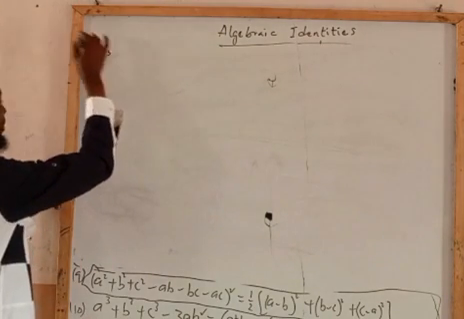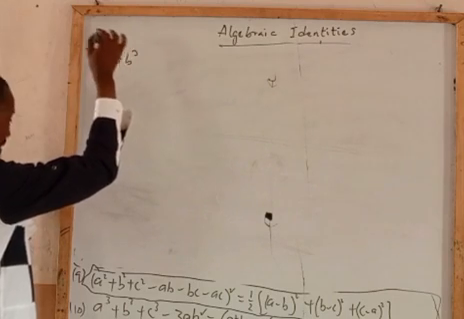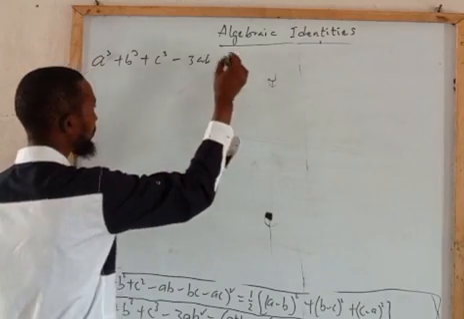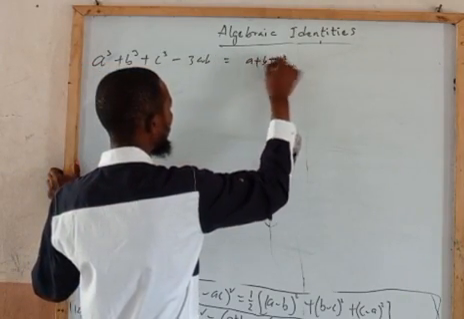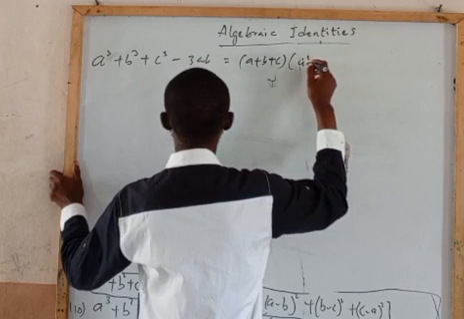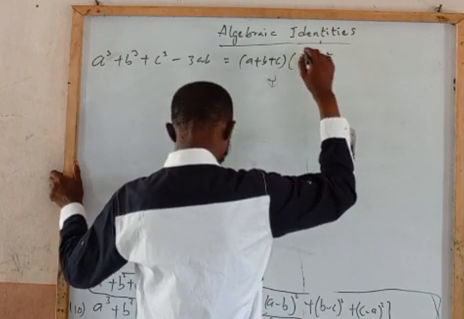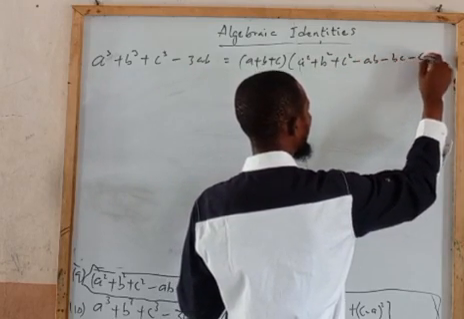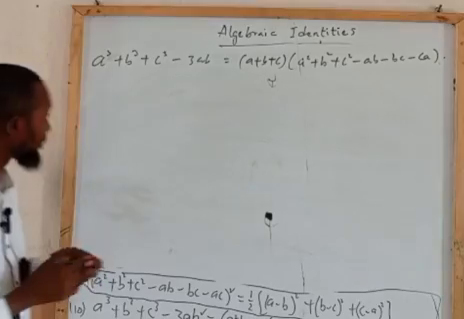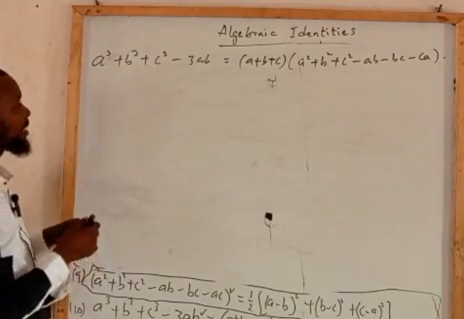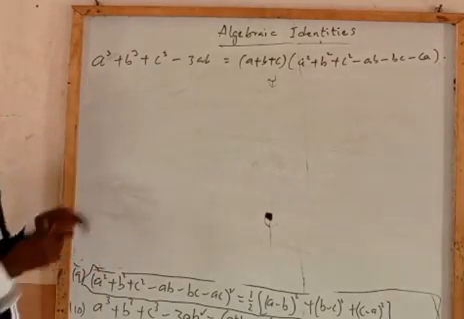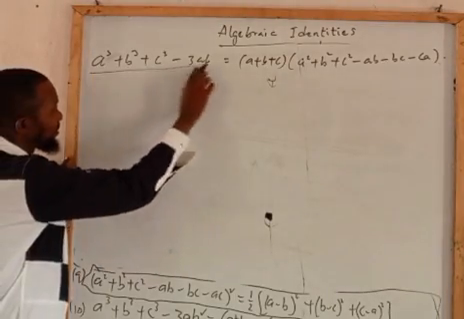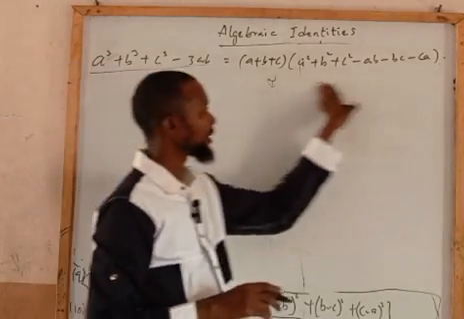There we have a raised to power 3 plus b raised to power 3 plus c raised to power 3 minus 3abc is equal to a plus b plus c into a squared plus b squared plus c squared minus ab minus bc minus ca. All right. So this is when we have an identity that looks like this, or we have an expression that looks like this, right? So it will be equivalent to this.